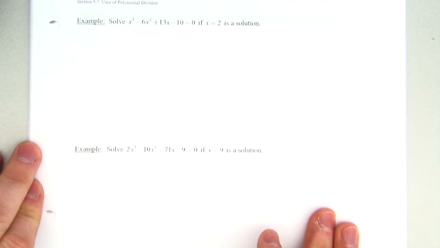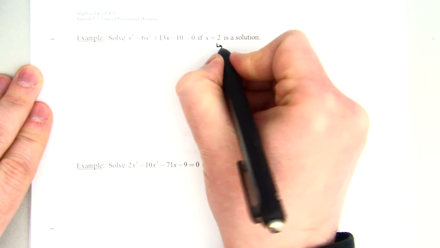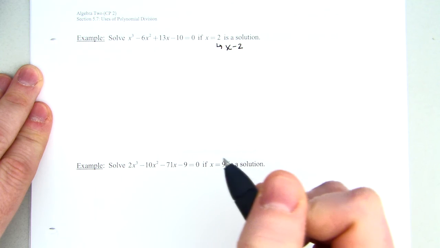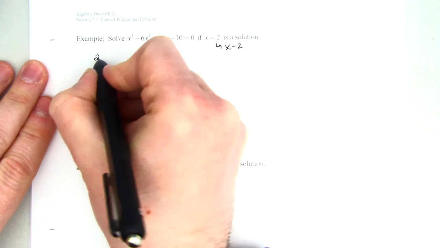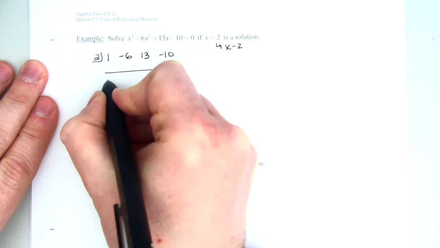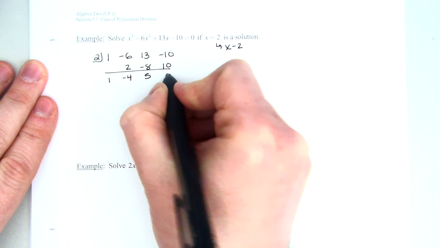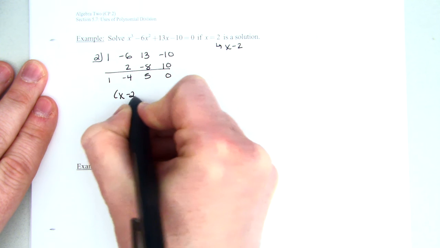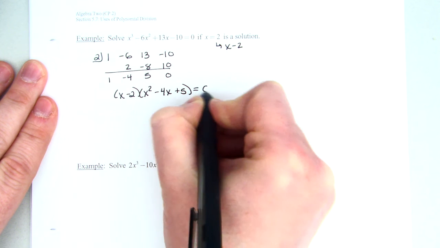Next problem. I'm telling you an answer, x equals 2 is an answer, which means x minus 2 is a factor. Take a moment, go do your synthetic division. I'll wait. So 2 is going in the box. 1, negative 6, 13, negative 10. Down 1, up 2. Down negative 4, up negative 8. Down 5, up 10, down 0. So I've got x minus 2 times x squared minus 4x plus 5 equals 0.